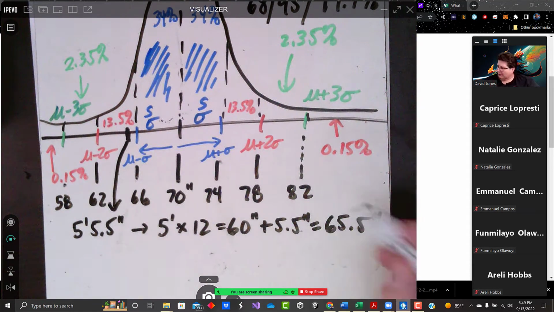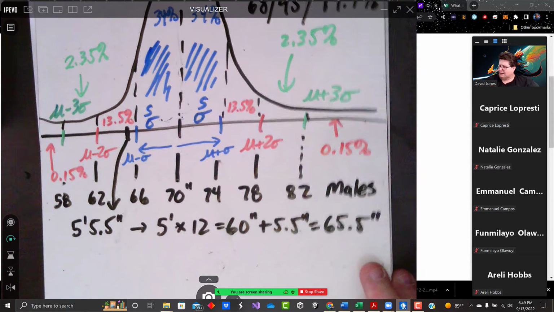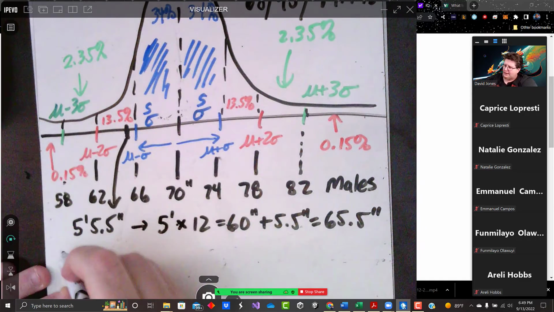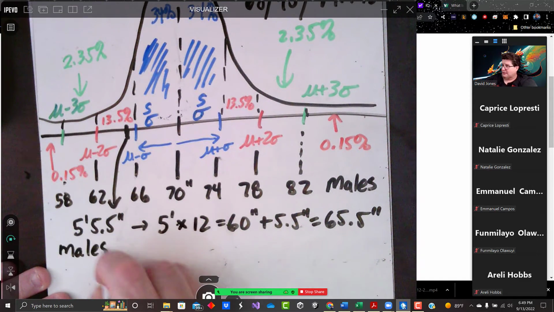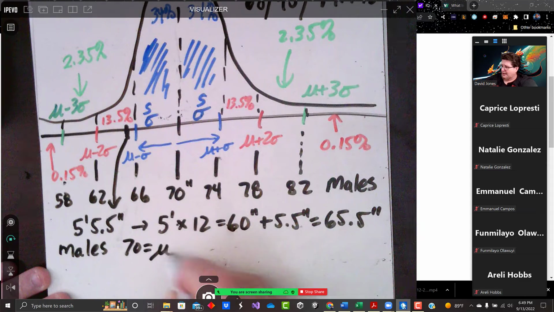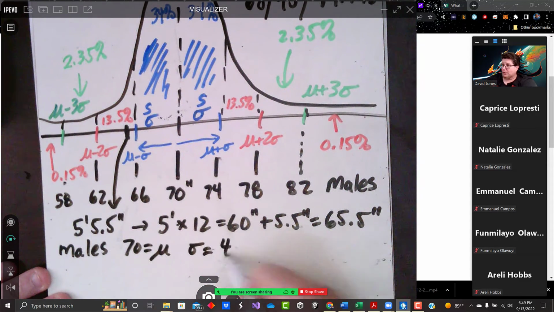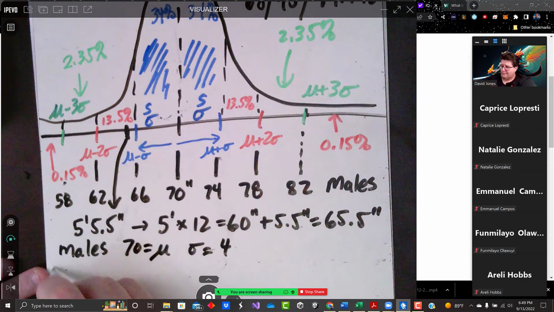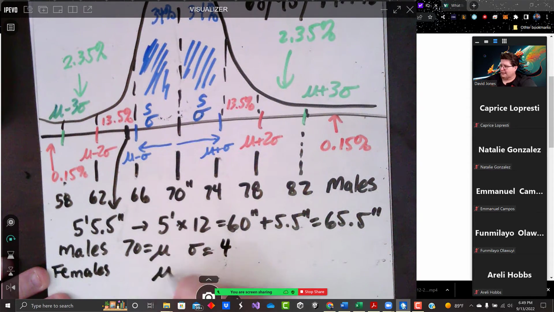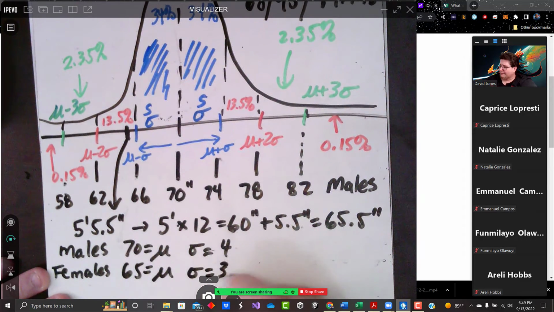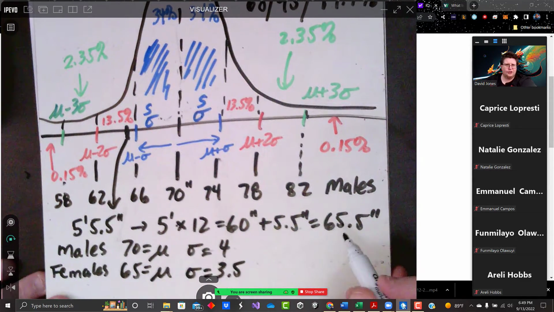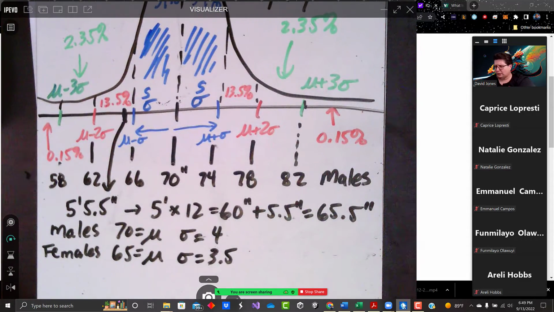And this is for males. So males have 70 for the mean, and the standard deviation is 4. For females, the mean is 65, and the standard deviation is 3.5. In general, women tend to be a little bit shorter than men.